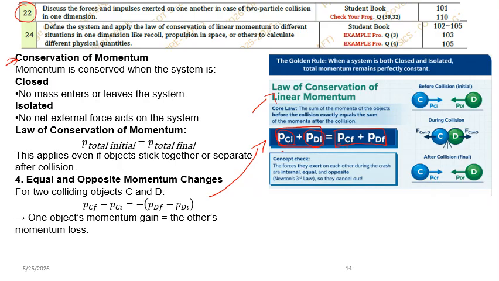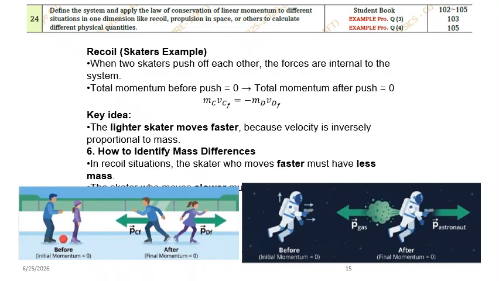Question number 24 is connected with recoil. Look at this particular situation. You are standing, or two persons are standing, and both of them are wearing skating shoes.